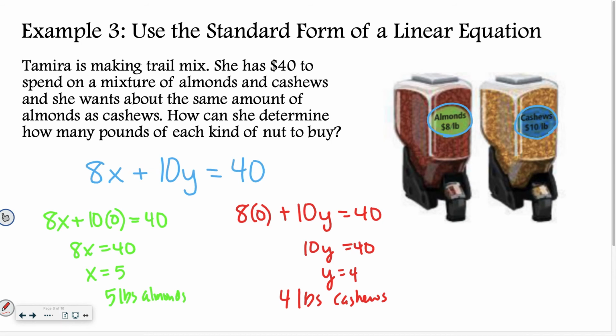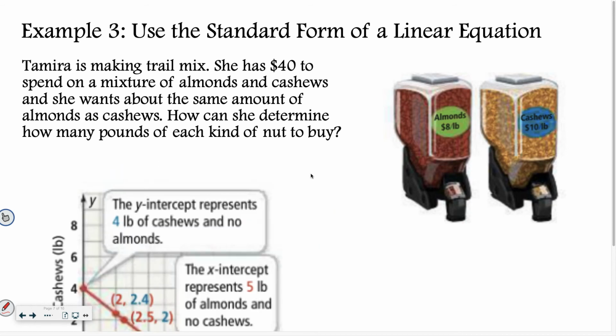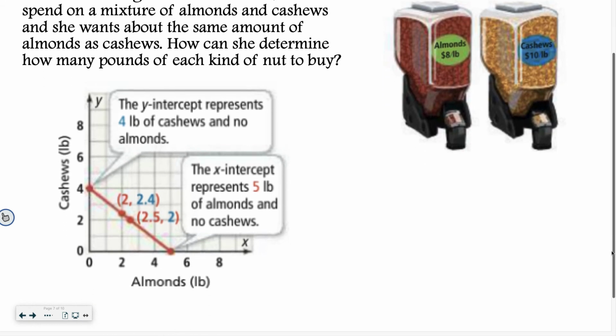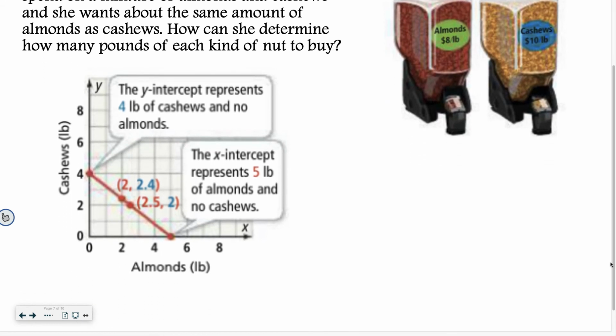Okay, so maximum 5 pounds of almonds or 4 pounds of cashews. Now I'm going to use that information to graph what that would look like. If I graph that information, I put 5 pounds of almonds, I put 4 pounds of cashews, and then you connect that line. And something for you to know about that line is that line can be really useful. That means that any ordered pair on that line shows us a possible solution.